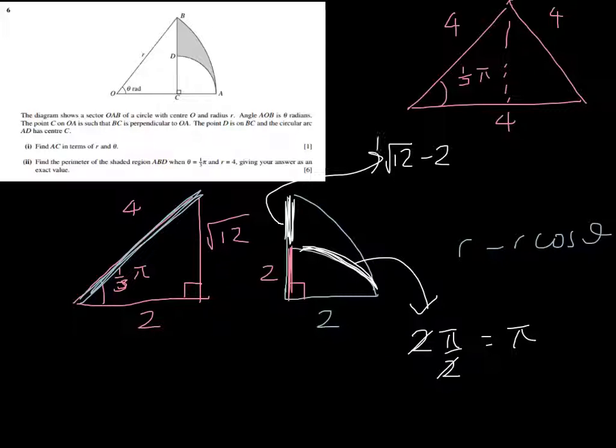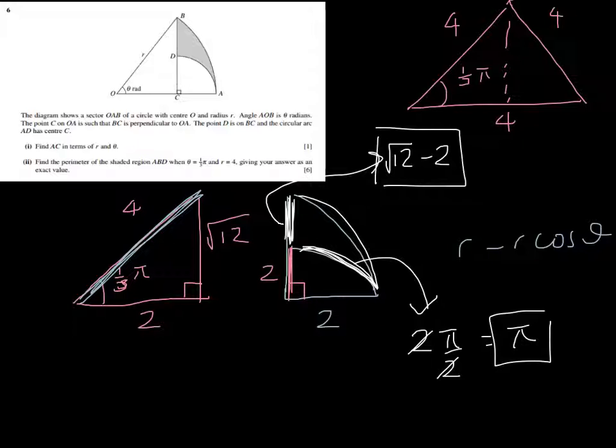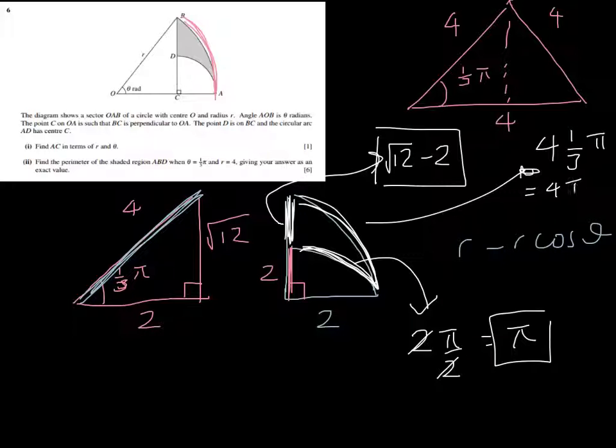Okay, so we've got two parts here, root 12 minus 2, and we've got pi. And now we just need this last part here, which is the same as the big arc there. So that big arc there has got a radius of 4 and an angle of 1/3 pi. So if we simplify that, we get 4 pi over 3. So those are our 3 components of the perimeter of the shaded area.